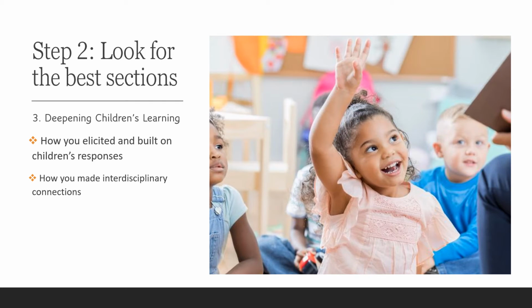The third thing you're going to look for is how you deepened children's learning, including how you elicited and built on children's responses. So maybe examples of when you asked the children a question, someone answered, and you asked them to expand on what they said, or ask them for more details or to go deeper. And then secondly, how you made interdisciplinary connections. The best example is when you actually say to the students, today we're going to learn about science by reading or by writing. Or today we're going to connect art and reading by creating our own illustrations. Something along that line where you're connecting reading and writing to another discipline.